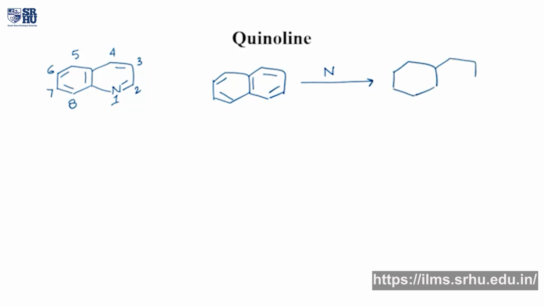A quinoline can be considered as if it is obtained from naphthalene. What is naphthalene? Naphthalene is two benzene rings fused with each other like this, and when you replace a carbon of the ring by a nitrogen atom just adjacent to the fused arm, you get quinoline. So this is how quinoline can be assumed as a derivative of naphthalene.